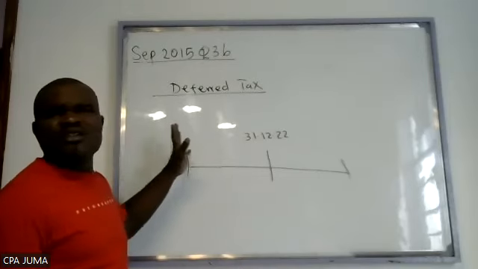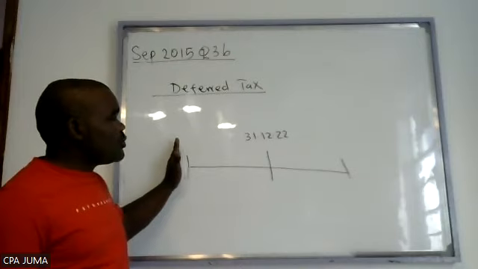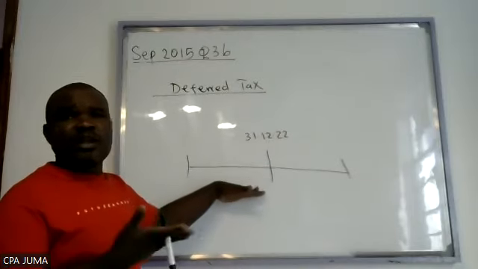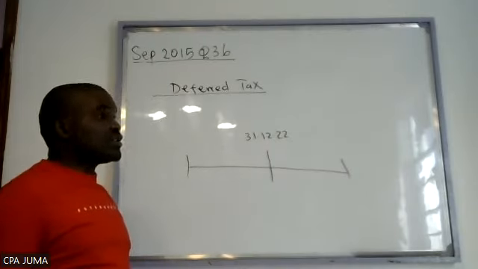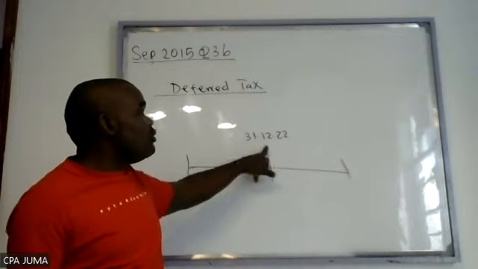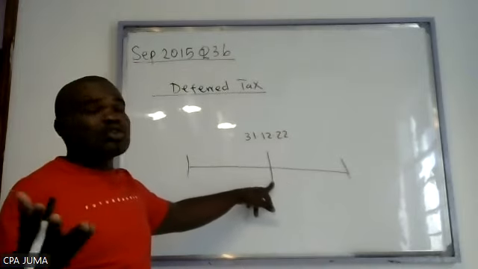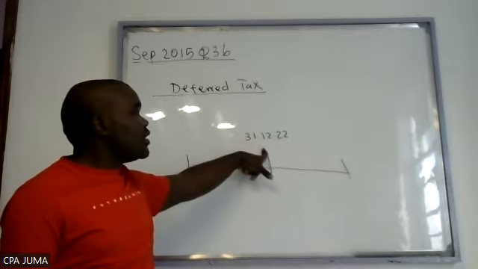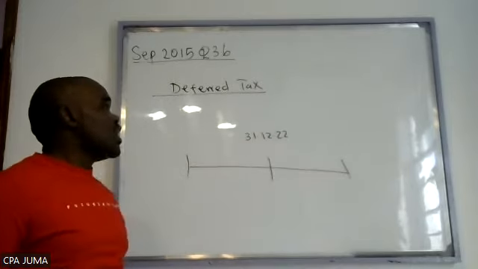Kuanzia March 2022, you are supposed to pay installment tax, mpaka 20th of December should be the last one. Unalipa your installment tax for year 2022. So accountants atakuwa amefunga vitabu. Most companies, though not all, will close the books on 31st December 2022.